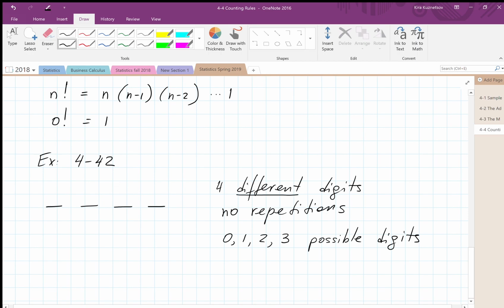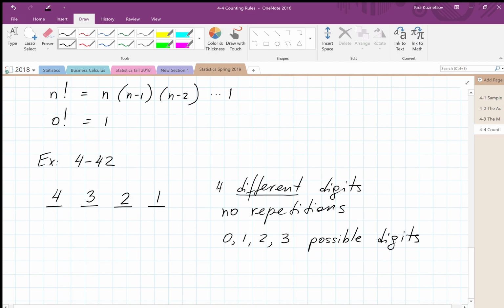So I have 4 places where I need to make a choice. I need to start with 4 because I'm choosing the first digit. I have either 0, 1, 2, or 3. That's where the 4 comes in. Now, for the next one, if I already used a 1, I can't use it again because it says different, no repetitions. So now I only have 3 choices. For the next one, if I've already chosen a 0 and a 1, then that leaves me with 2 choices.